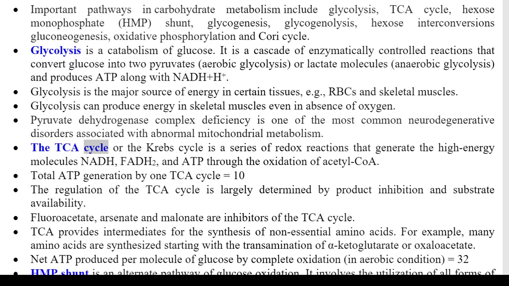The TCA cycle or the Krebs cycle is a series of redox reactions that generate the high-energy molecules NADH, FADH2, and ATP through the oxidation of acetyl-CoA. Total ATP generation by one TCA cycle equals 10. The regulation of the TCA cycle is largely determined by product inhibition and substrate availability. Fluoroacetate, arsenate, and malonate are inhibitors of the TCA cycle.